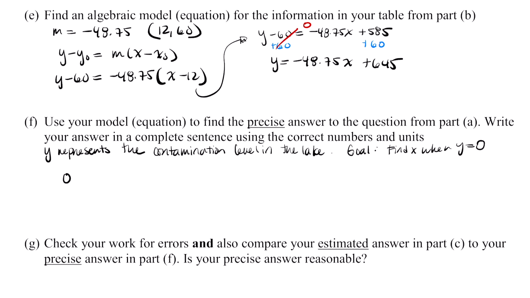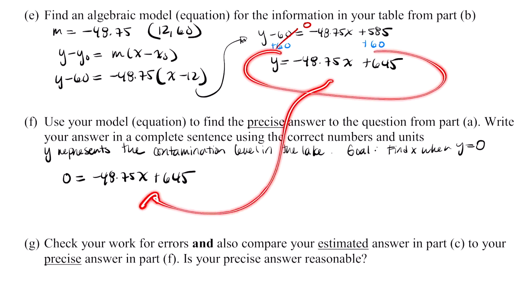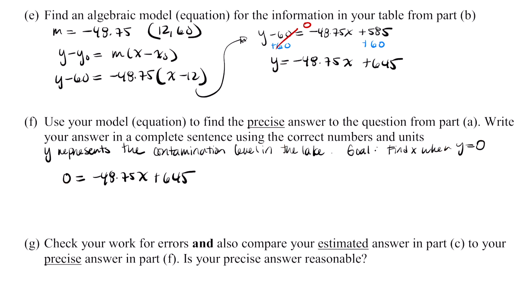All right, let's do that. 0 equals negative 48.75x plus 645. And that's just rewriting this equation and replacing the y value here with a 0, because that's part of our goal. Now let's continue this algebraically. This becomes negative 645 equals negative 48.75 times x. We can divide both sides by negative 48.75.